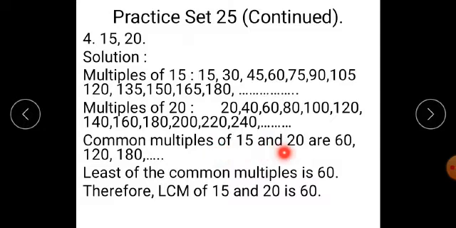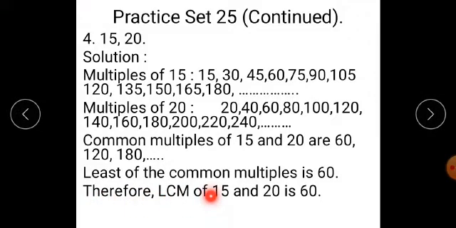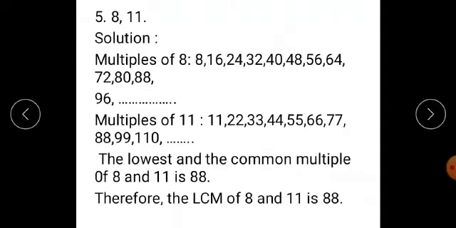Common multiples of 15 and 20 are 60, 120, 180, etc. Least of the common multiples is 60. That is, the smallest among the common multiples is 60. Therefore, LCM of 15 and 20 is 60. Next example, example 5. Here we have to find the LCM of 8 and 11.